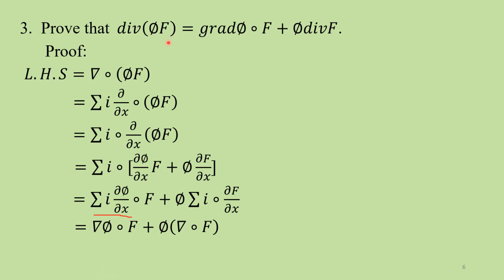So div of phi f, if I simplify by using the summation notation and go for differentiating partially with respect to x using the product rule, and split the summation once again and shift that scalar as we require, we'll get the required result: grad phi dot f plus phi times div f. Now this result we can use whenever we are finding the divergence of a scalar multiple of a vector. If you have a scalar into a vector, we can obviously use this result so that we can get the answer immediately.